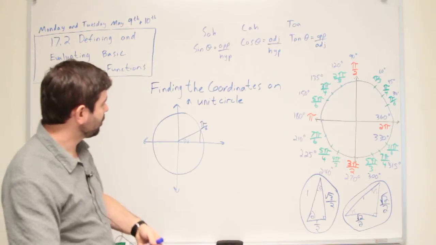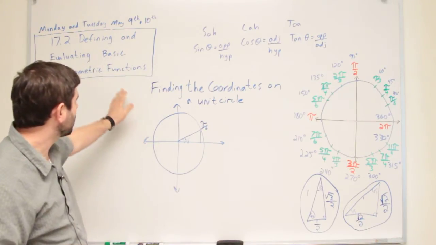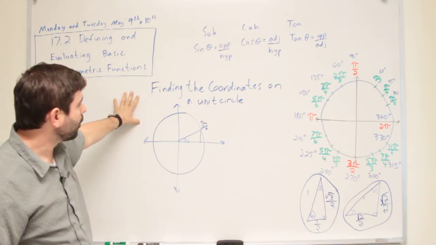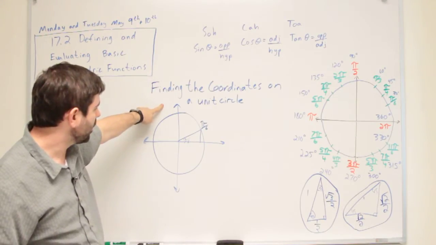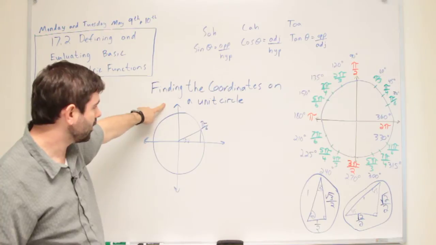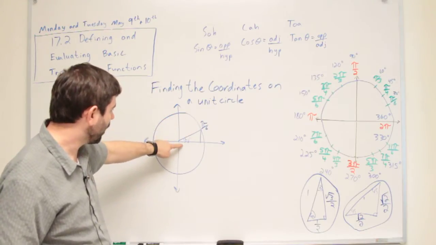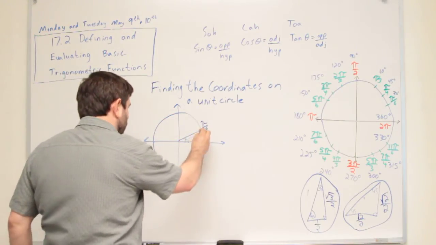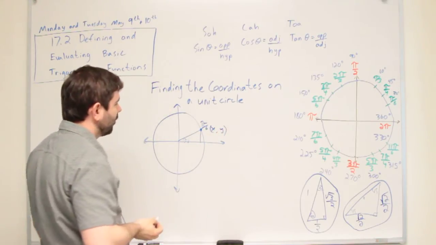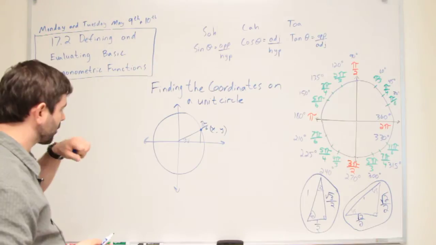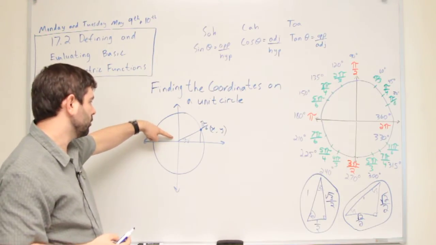Okay, so this is our last piece before we do our story problem. We're going to find the coordinates on a unit circle. So we're going to use radians, and when our angle is pi over 6, what is the x, y value of that point, the coordinates? Well, this is how we do it.